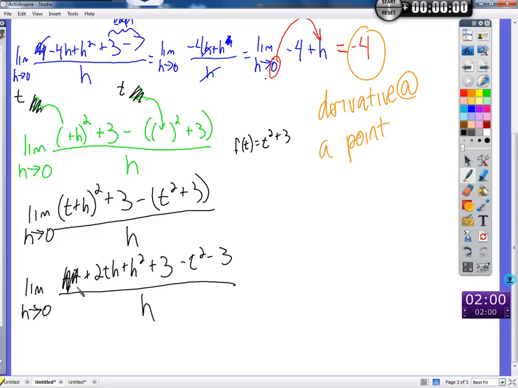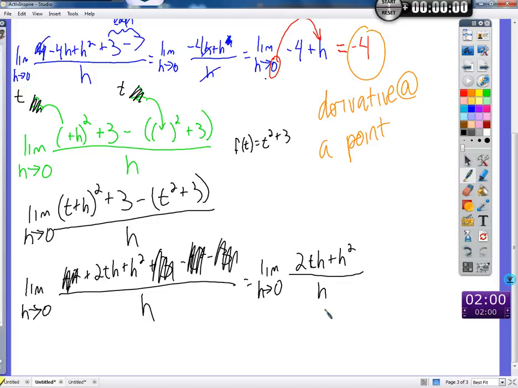What happens there, we get a t squared minus a t squared. A 3 minus a 3. Okay. Up here it looked like 7 minus 7. Right? That's that constant term going away. Now if we put in a negative 1, there would be some number minus another number, and that just goes away. So the t squared terms cancel each other out, the constant term cancels out, and now we're left with the limit as h approaches 0 of 2th plus h squared over h.